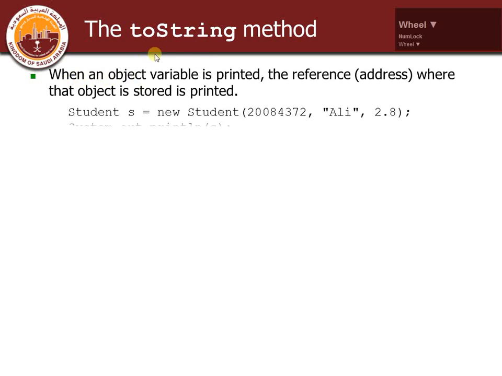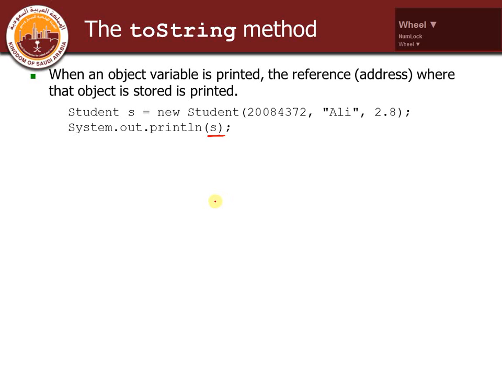So the toString is a very special method that allows us to display the content of an object when we put it like this. Like if we'd like to see whatever this object is, we can customize how it will look like.